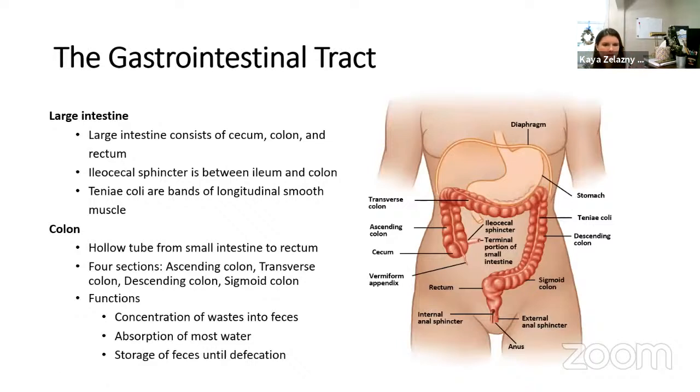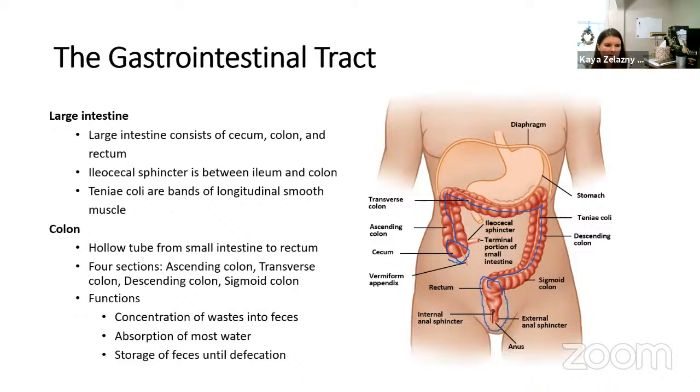That takes us to the large intestine. So we're not going to go into detail here about cell types really, because the large intestine is really focused on concentrating wastes. So the large intestine consists of the cecum, the colon with its four parts, ascending, transverse, descending, and sigmoid, and then the rectum leading to the anus.